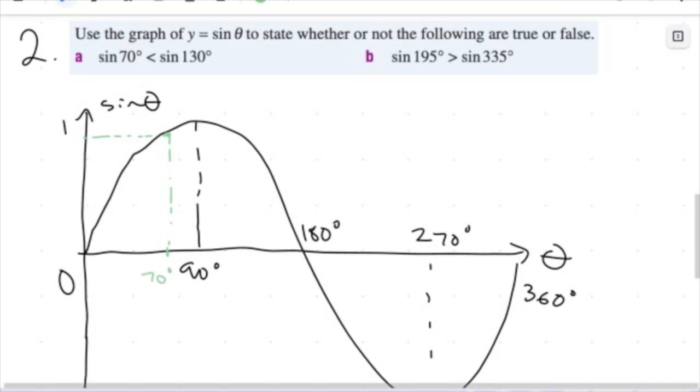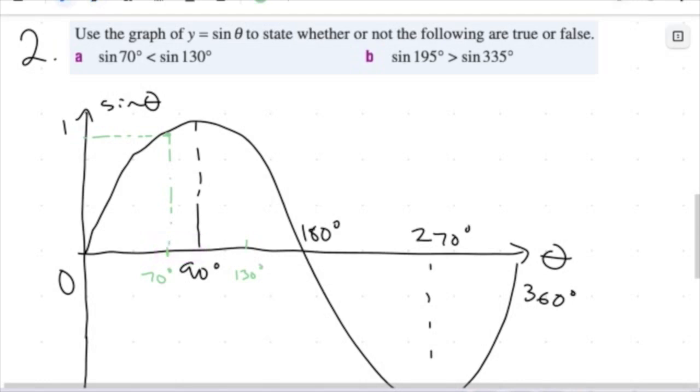Okay, now I'm looking for sine of 130 degrees. So I'm going to go a little bit further here, because there's 20 degrees separating 70 and 90. So there's going to be 30 degrees separating 90. Ooh, jokes. 40 degrees separating 90 and 130. So I have to draw this a slightly bigger distance from this one over here.